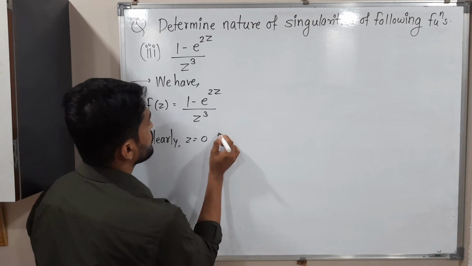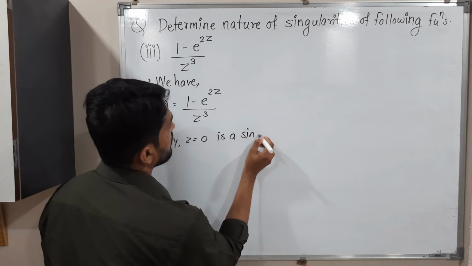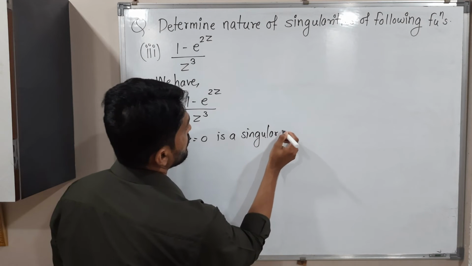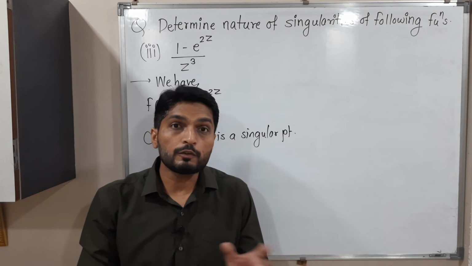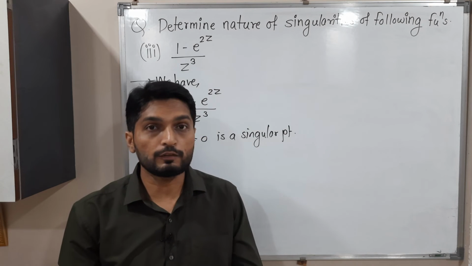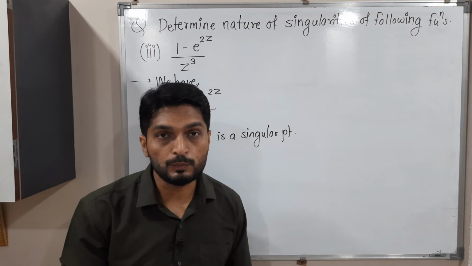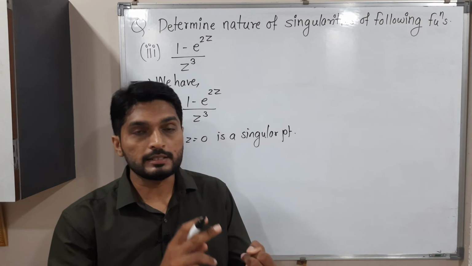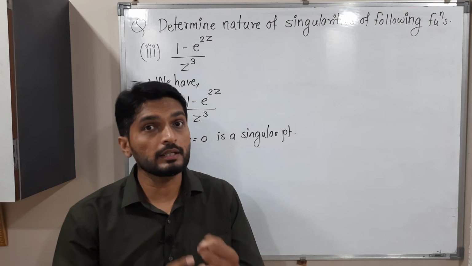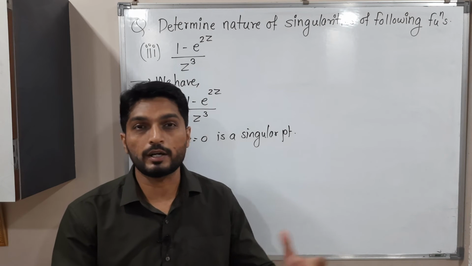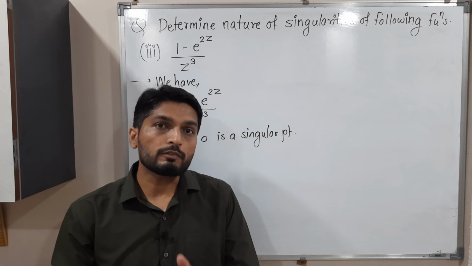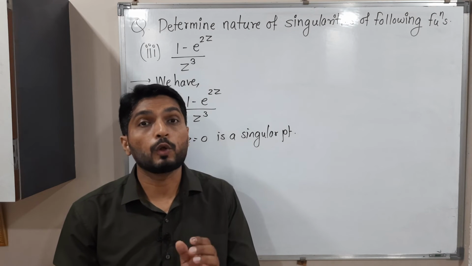Clearly, z is equal to 0 is a singular point. Okay, it's a singular point, right? So now we have to find its type, the nature of the singularity. Which type of singularity is this one? It is a removable singularity, an isolated essential singularity, a non-isolated essential singularity, or a pole of order n. Getting? So for that we need to expand in the form of a Laurent series.